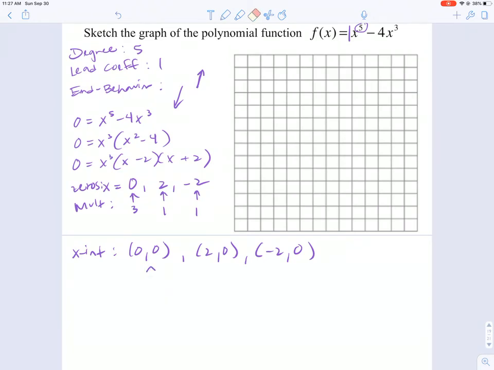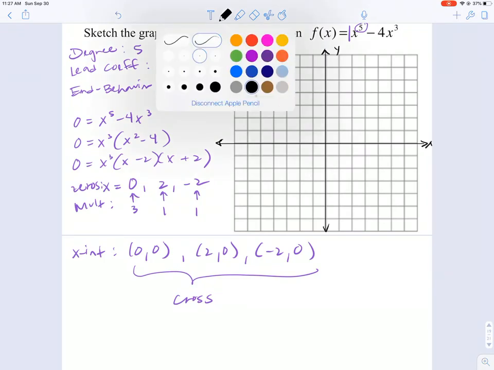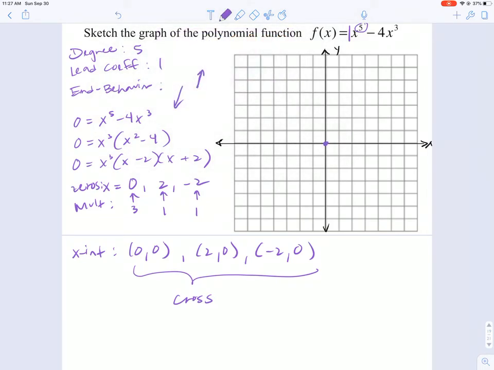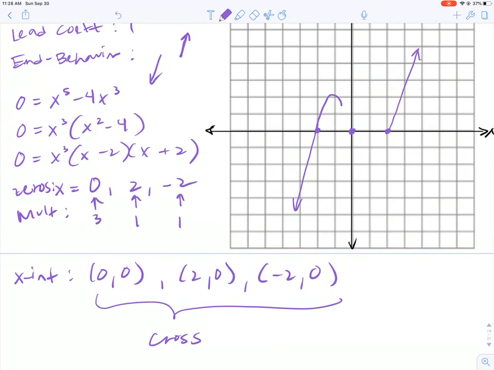Okay, so 0, 0, actually all of them have odd multiplicities, right? So at all 3 of our x-intercepts, the graph will cross. Okay, so graphing my intercepts. All right, I have an idea of what the end behavior should be. So at each of the x-intercepts, the graph will cross through the x-axis. So it'll go up. And here's kind of the cool part. Because 0 has a multiplicity of 3, the graph is actually going to cross through in kind of an S shape, like x cubed, like the graph of x cubed.